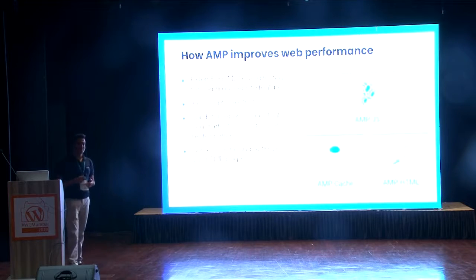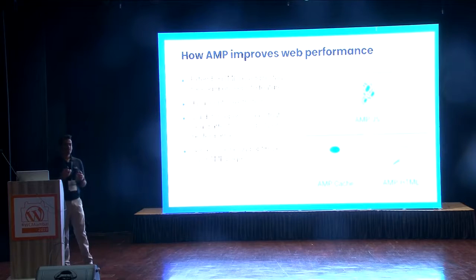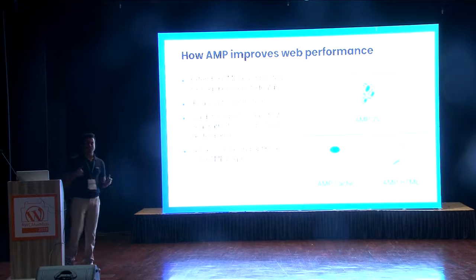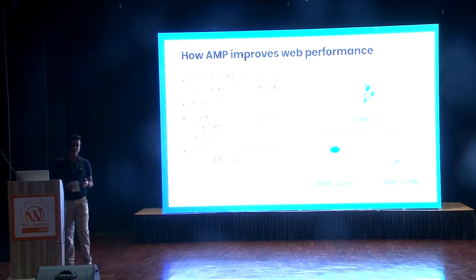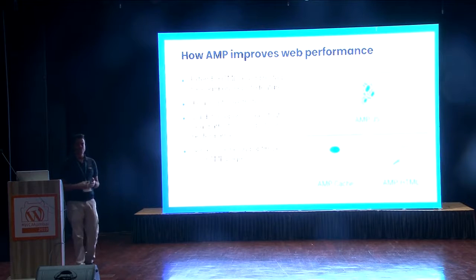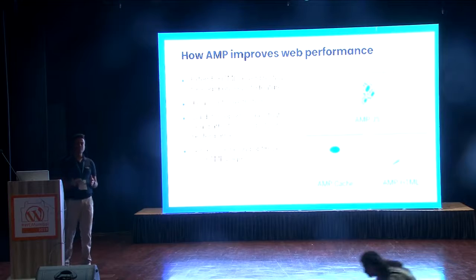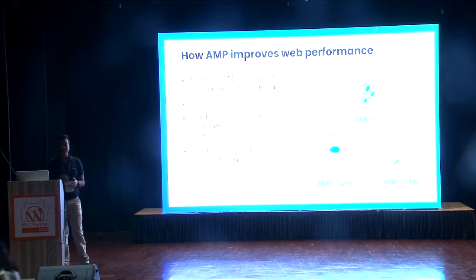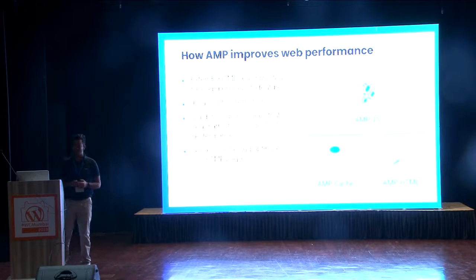Also, AMP restricts custom JavaScript from being used in your website. JavaScript is the main reason, because it sometimes runs multi-thread applications in the background, which results in slow loading. So it restricts all kinds of custom JavaScript. But there are solutions for how you can still have custom JavaScript in your website.